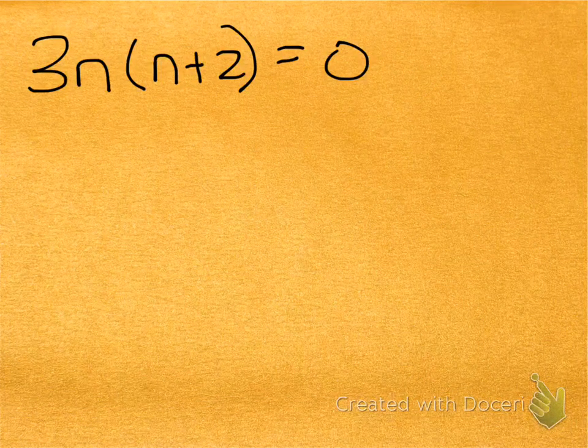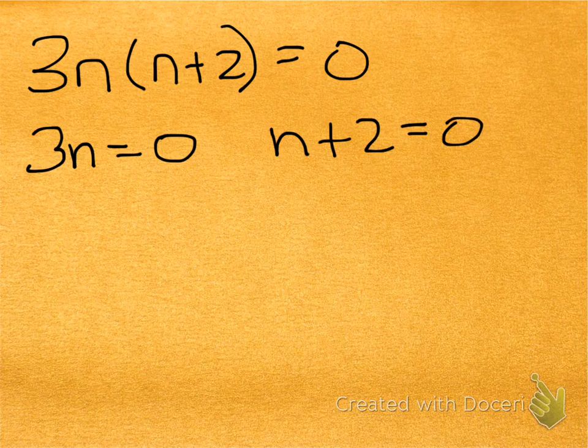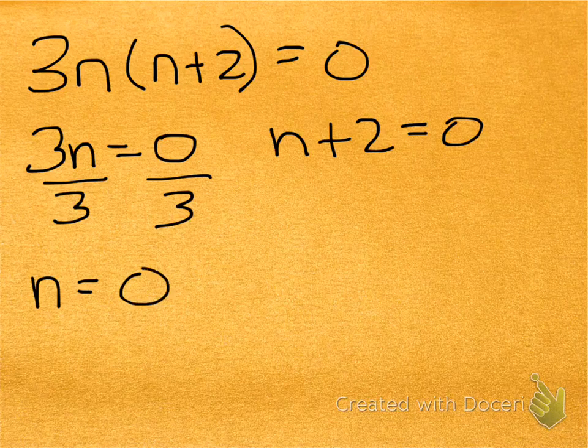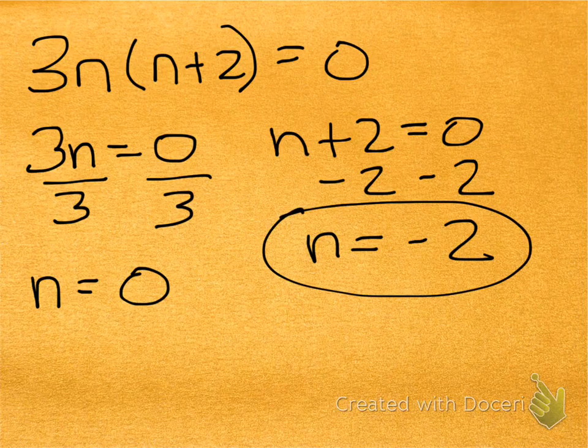The next part, they've already factored this for us, so when you have it equal to 0, you need to solve, and you're going to put each part equal to 0, and you're going to get 2 answers. So 3n is equal to 0, and n plus 2 would be equal to 0. So we would solve for n to get one answer to be n equals 0, and another answer to be n equals negative 2. So that would be both of our answers there.